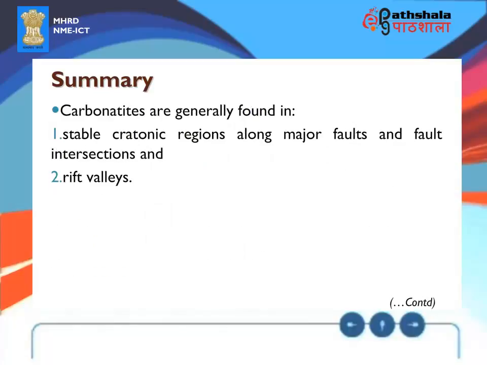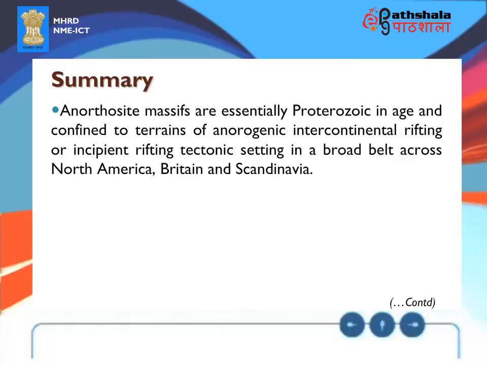Carbonatites are generally found in stable cratonic regions along major faults and fault intersections, and rift valleys. Anorthosite massifs are essentially Proterozoic in age and confined to terrains of anorogenic intercontinental rifting or incipient rifting tectonic setting, in a broad belt across North America, Britain, and Scandinavia.